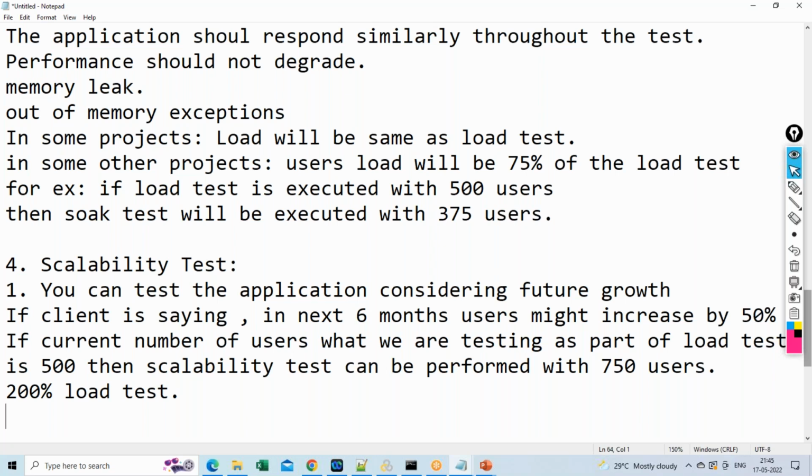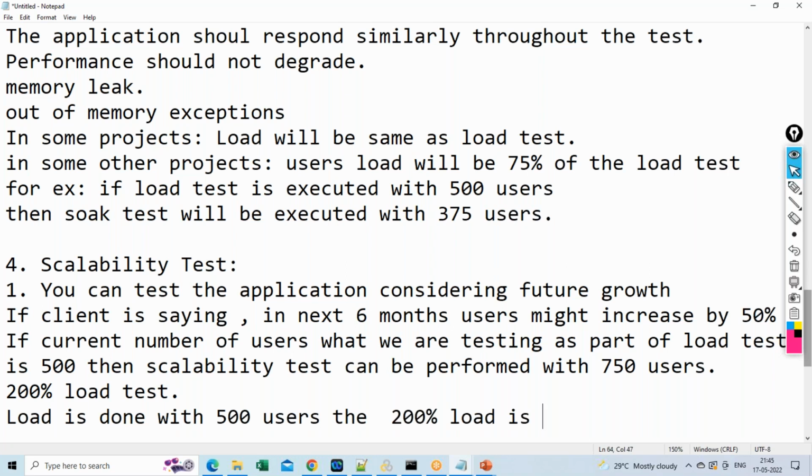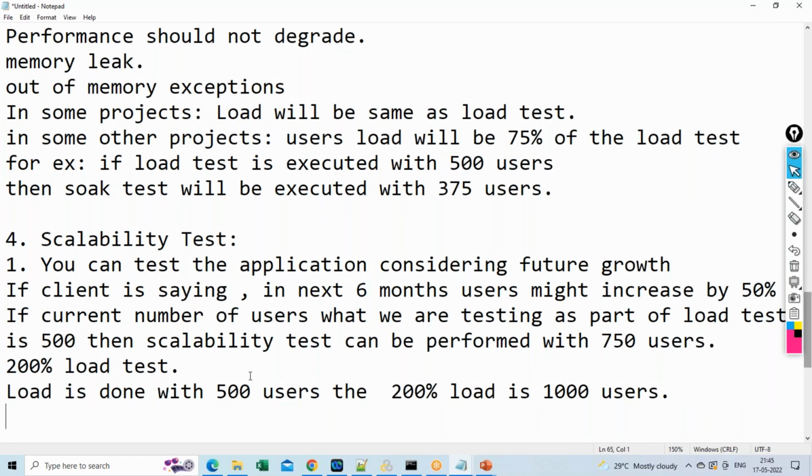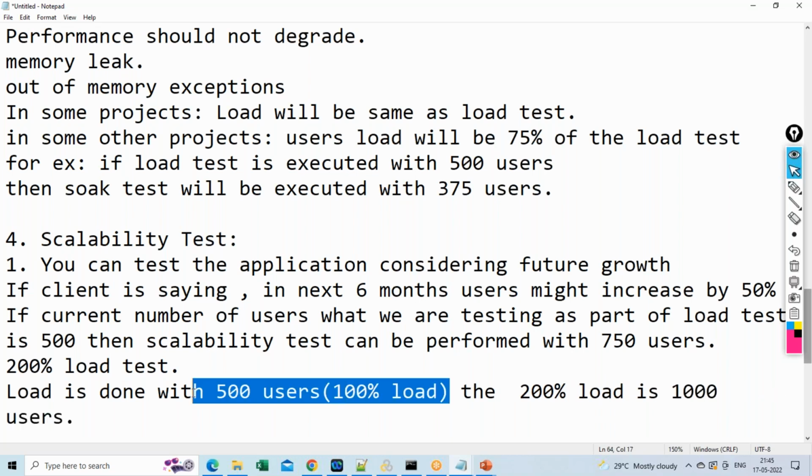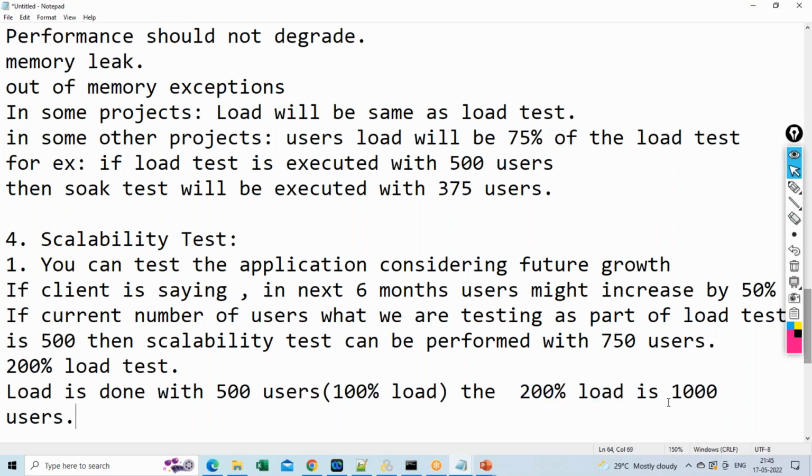So let's say the load test is done with 500 users. Then 200% load is 1000 users. When I say the load test is done with 500 users, you can say it is a 100% load. When you say 200% load, obviously double that is 1000 users.